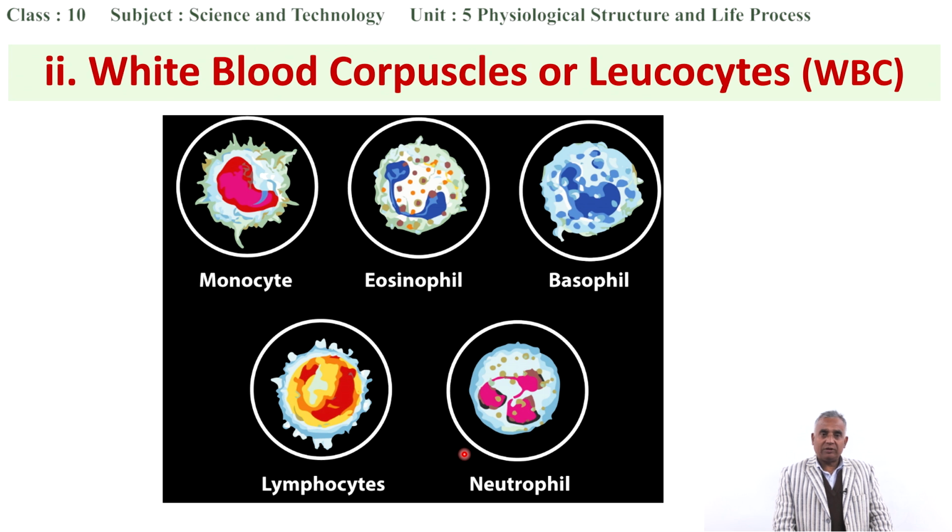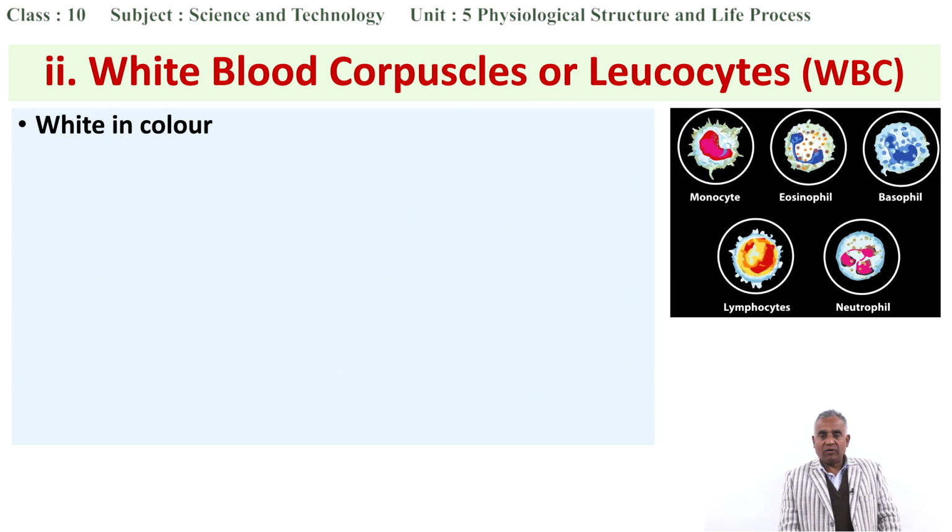Now see about WBC, or white blood corpuscles, or leukocytes. Different types of WBC are found. Look here: monocyte, eosinophil, basophil, lymphocyte, neutrophil. So there are different types of white blood cells. About them I will give you some information. But at first, see what WBC are.